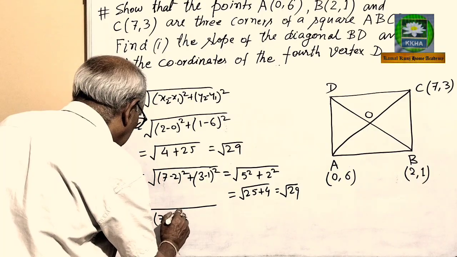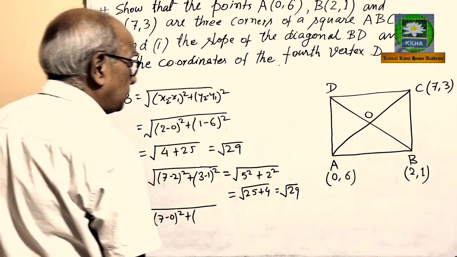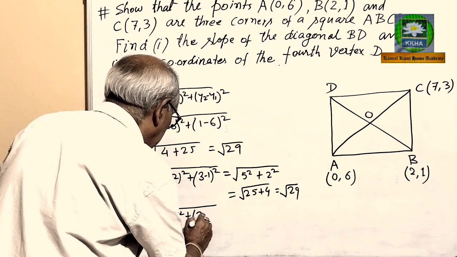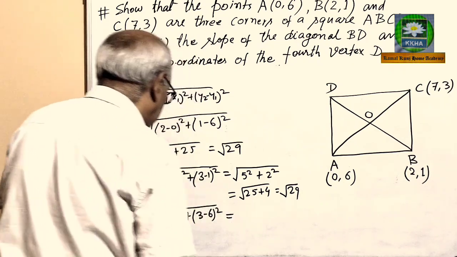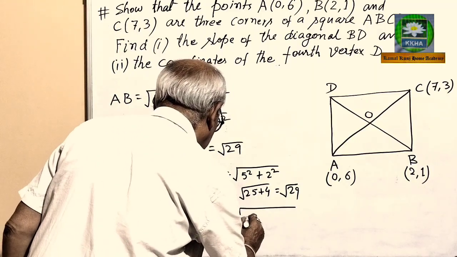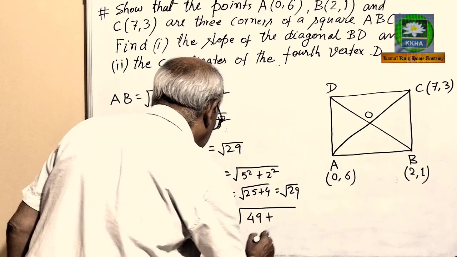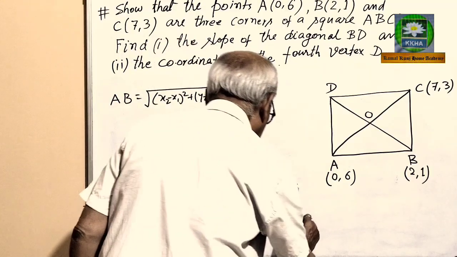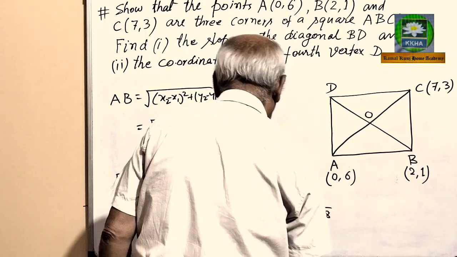Seven minus 0 whole square plus 3 minus 6 whole square. This is equal to 7 square means 49 plus minus 3 square means 9. This is equal to root 58.